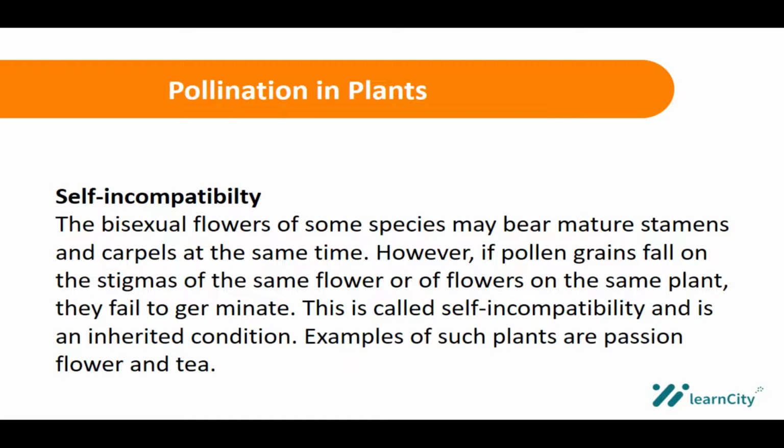However, if the pollen grains fall on the stigmas of the same flower, or on the stigmas of another flower of the same plant, they can fail to germinate. This is called self-incompatibility. This feature favors cross-pollination because when the pollen grains fall on the stigmas of the same flower, or on the stigmas of another flower on that same plant, they fail to germinate. So that plant is experiencing a condition called self-incompatibility, and it's an inherited condition of plants. Because of this, only cross-pollination can occur in those kinds of plants.